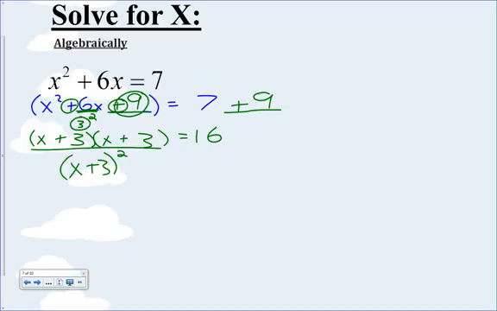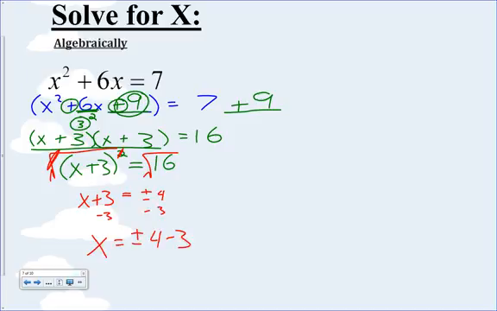If I completed the square correctly, I can always do this step, and that's the whole reason we wanted to do this. Because now, I can take the square root of both sides to get rid of my squared. I have x plus 3 equals plus or minus 4. Here's the square root of 16. Subtract 3. X equals plus or minus 4 minus 3. X can be positive 4 minus 3, or x can be negative 4 minus 3.